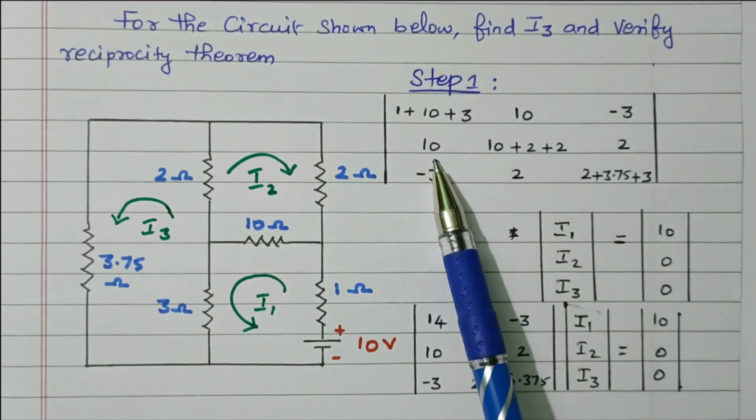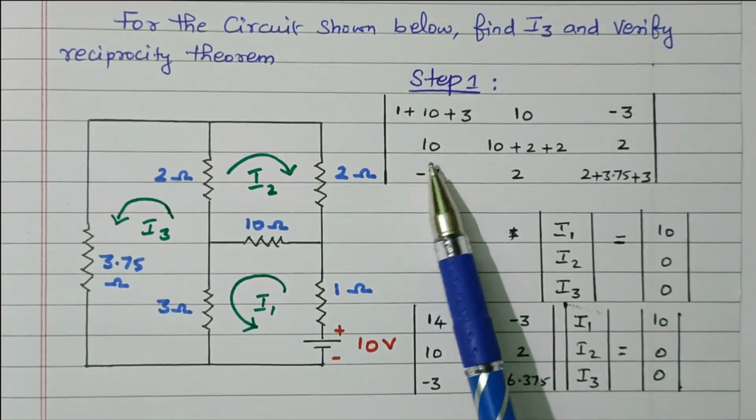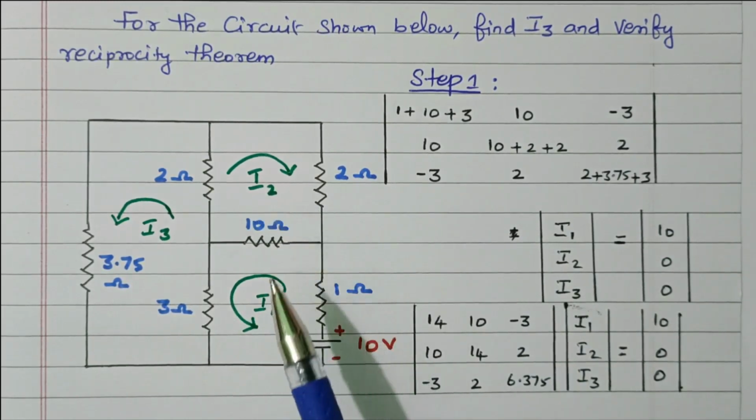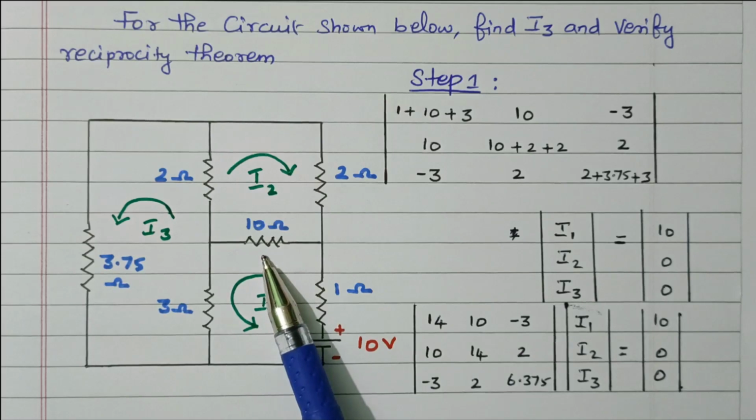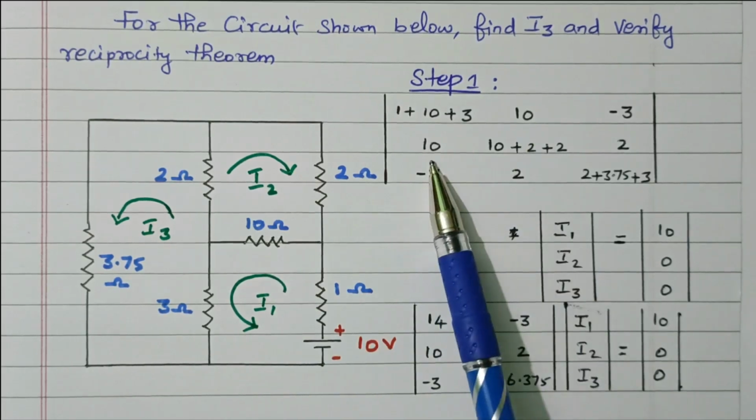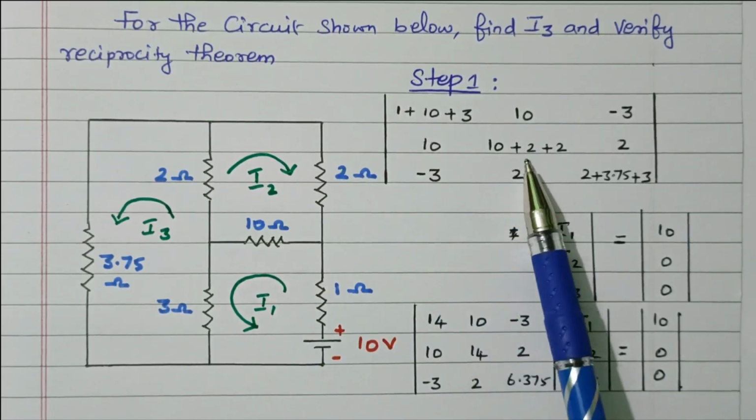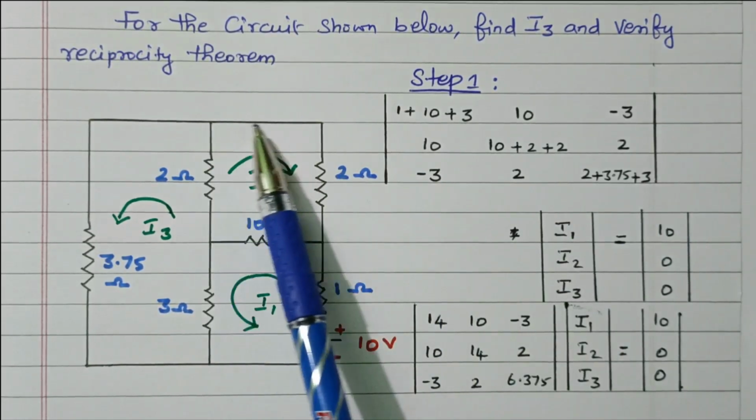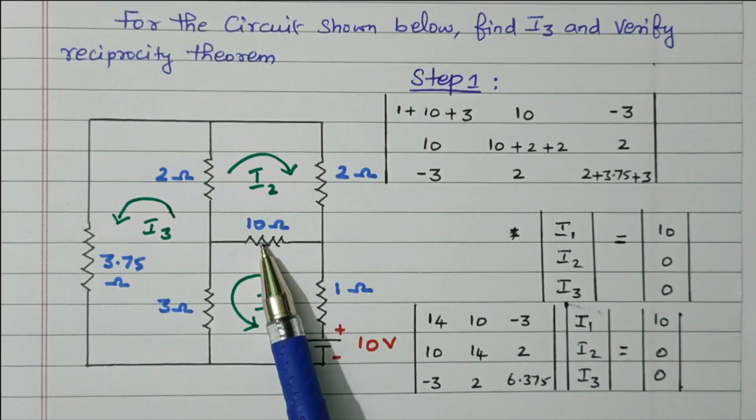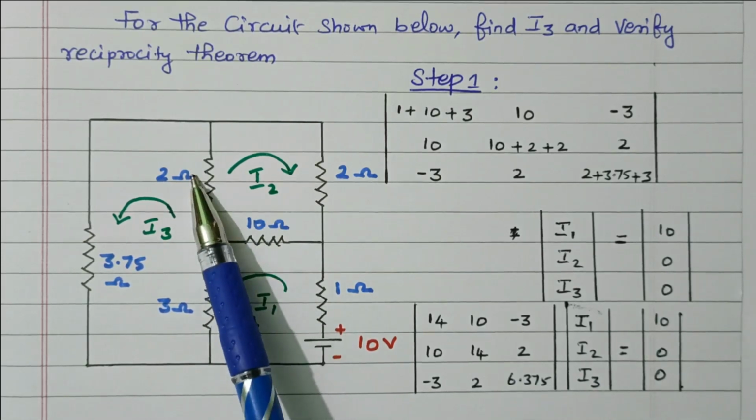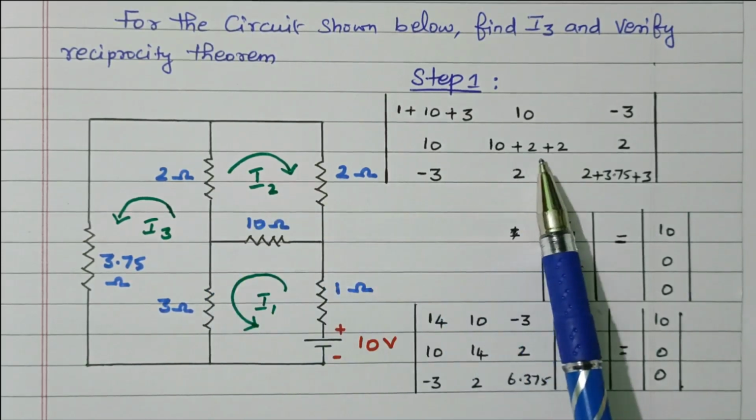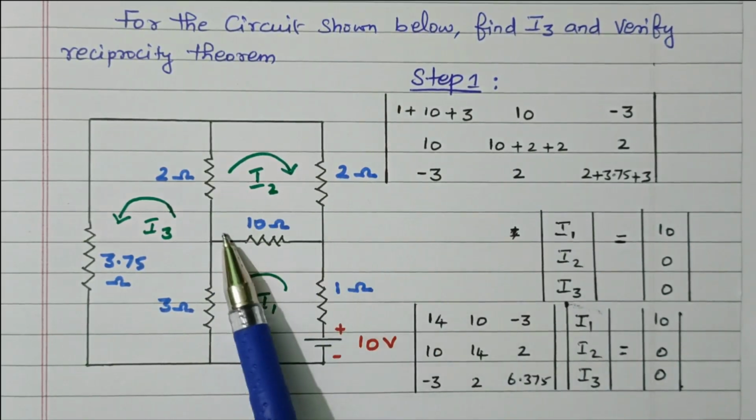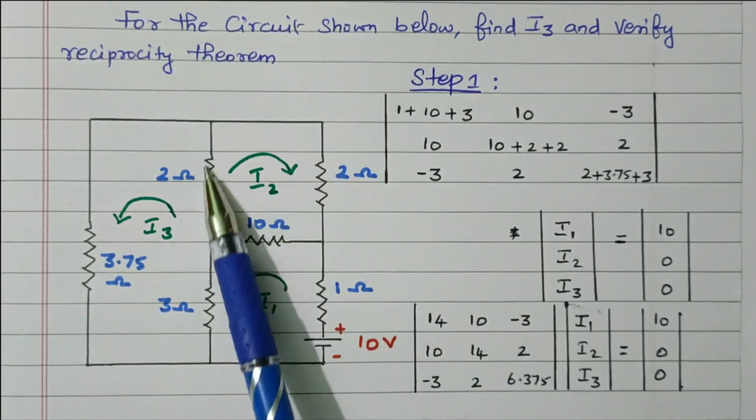This is nothing but R21, the resistor commonly available between the second and first loop, which is the same thing, 10. This is R12, this is R21, so 10 ohm. What is R22? The total resistance available in the second loop. What are the resistors available? This 10 ohm, 2 ohm and 2 ohm. So 10 plus 2 plus 2.